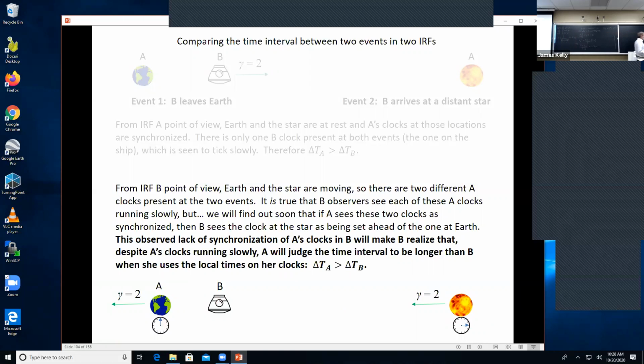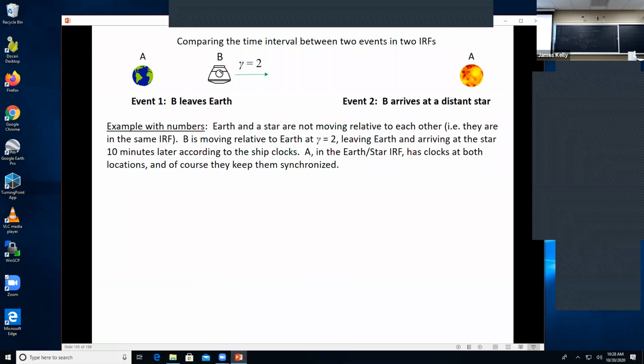Okay, let's do that again. It's very confusing. Let's do an example with numbers, kind of the numbers I was just saying. Okay, so Earth and the star are not moving with respect to each other. They're in the same IRF. B is moving relative to Earth at gamma equals 2, leaving Earth and arriving at the star 10 minutes later. So let's imagine this trip. This would have to be almost as close as the sun, but let's just take the numbers at face value. So let's say this trip takes 10 minutes according to B.